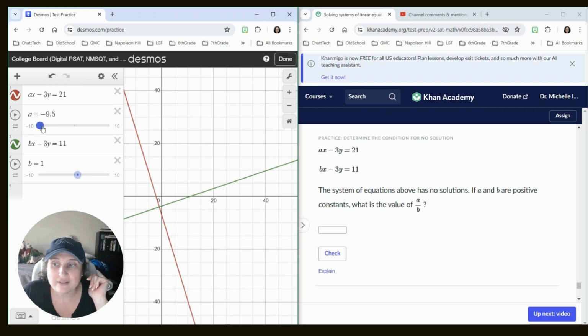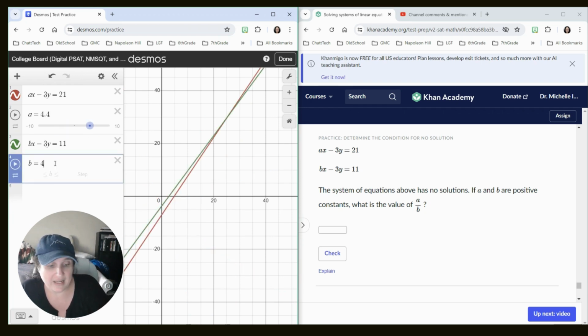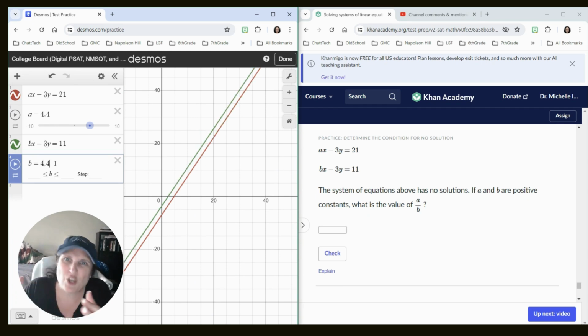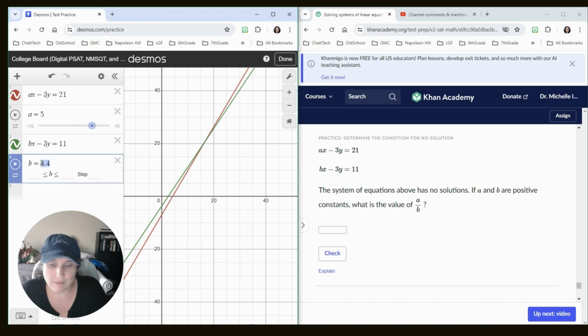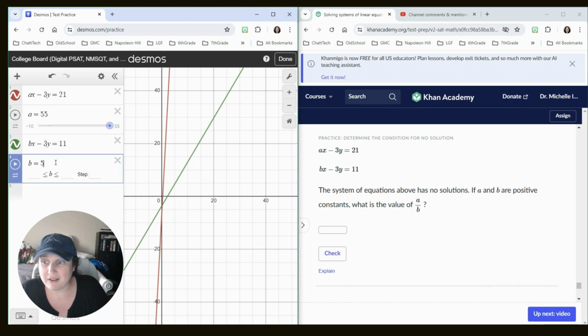So what do I notice? I notice that no matter what, my A and B value has to be exactly the same, because that's the only way I'm going to have no solutions. I could have 4.4 and 4.4. It says constant, okay? I can have 5 and 5. Okay? I can have 55 and 55.